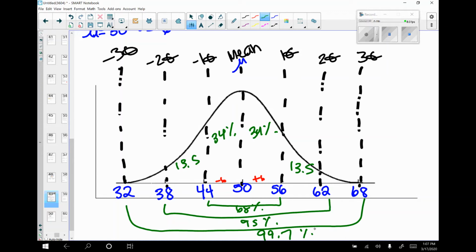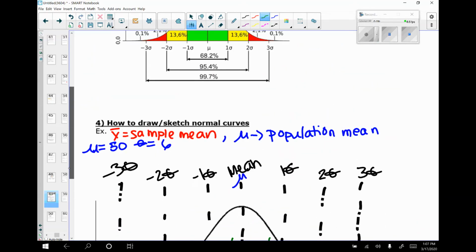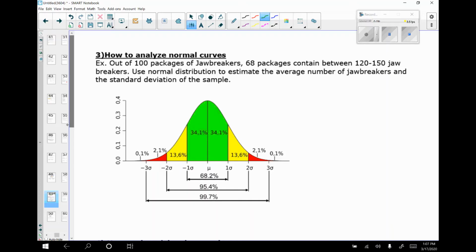Okay, so I'm actually going to work backwards here, and let's give it some context. Above here, they kind of give us an example. So how to analyze this. They say out of 100 packages of Jawbreakers, 68 packages contain 120 to 150 Jawbreakers. Use normal distribution to estimate the average number of Jawbreakers and the standard deviation of the sample. Now, this is just another picture here.